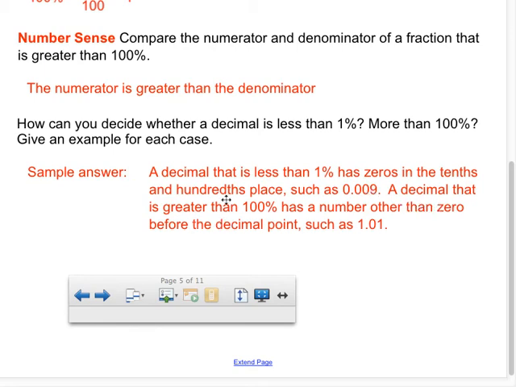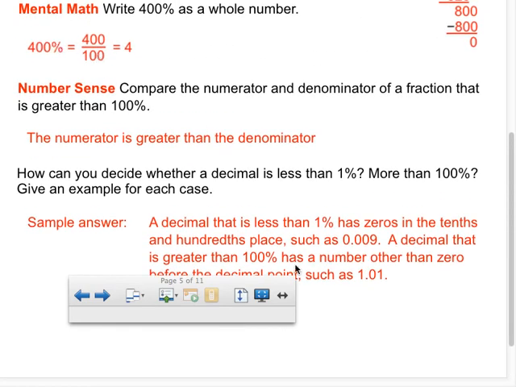A decimal that is greater than 100% has a number other than 0 before the decimal point. So here's the decimal point, and instead of having a 0 here, it's going to be 1, 2. It could be, if it was 4 in front of the decimal, it would be 4 and 1 hundredth, right? So if this number is greater than 0, that means you have a mixed number or you have a percent greater than 100%.